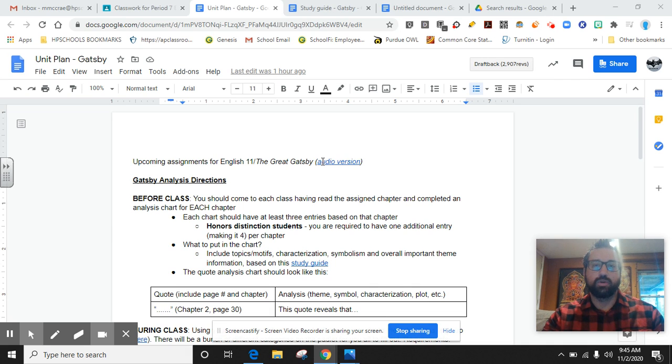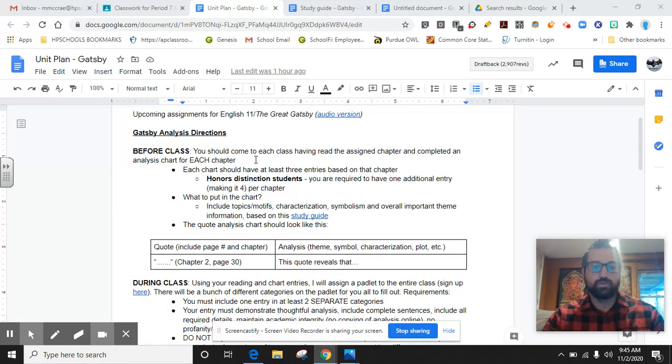Hello, everyone. Today we're going to talk about reading and analyzing The Great Gatsby and all the different requirements you have for analyzing the novel. If you look here on the unit plan, which is in the classwork tab under Gatsby, you'll see there's an audio version here. If you want to listen to the audio version while you're reading, there's a link here. That's up to you if you want to use that resource.